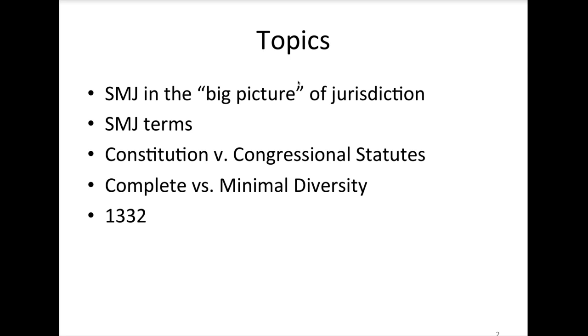The first is what subject matter jurisdiction is in the big picture. The second are key terms that people are having some issues with. And then the following two issues are big issues for a lot of people: how to deal with constitution versus congressional statutes, complete versus minimal diversity, and the last topic is a couple of issues in 1332. Okay, well, let's get started.